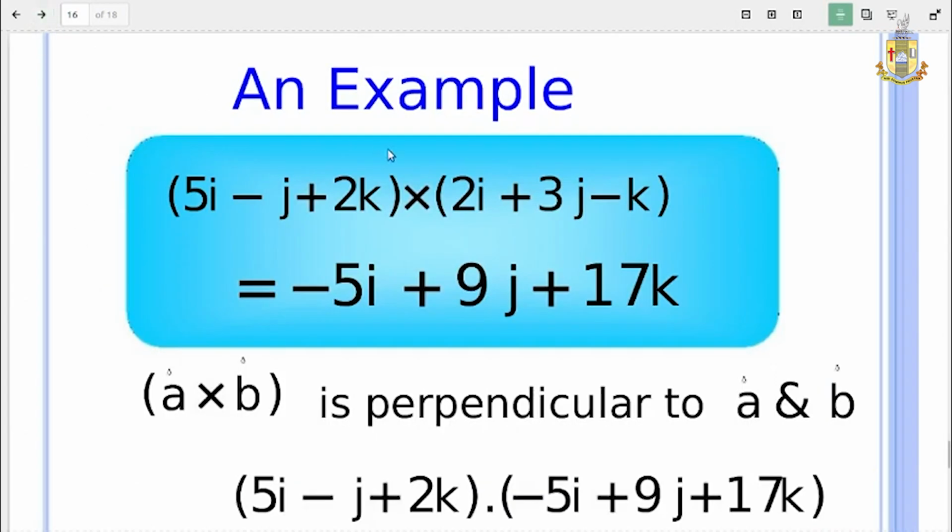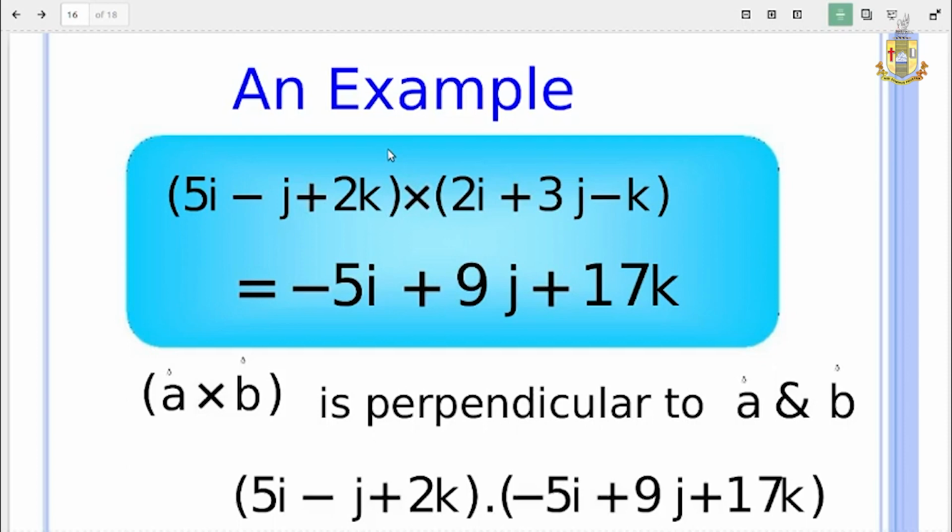Now let us move to an example. If I give two vectors, let us take A vector as 5i minus j plus 2k vector and B vector as 2i plus 3j minus k vector. If we want to check whether these two vectors are perpendicular, then we have to calculate the cross product. If you do the cross product, the answer will be minus 5i vector plus 9j vector plus 17k vector.